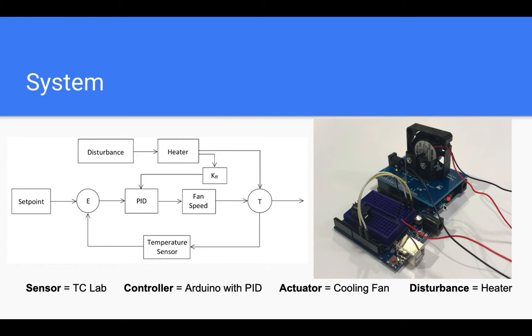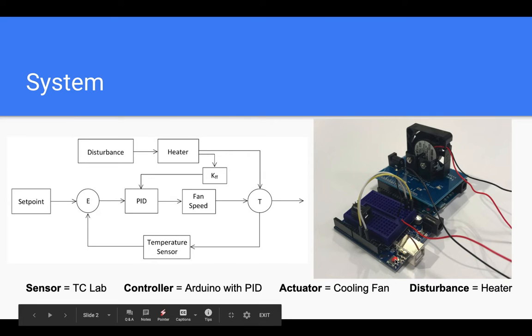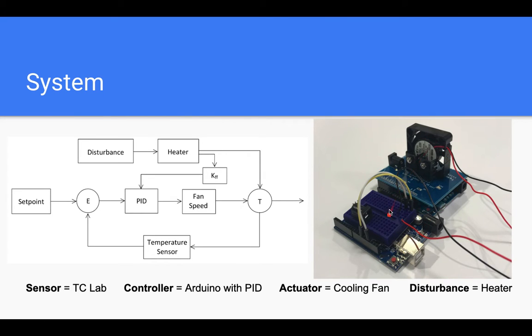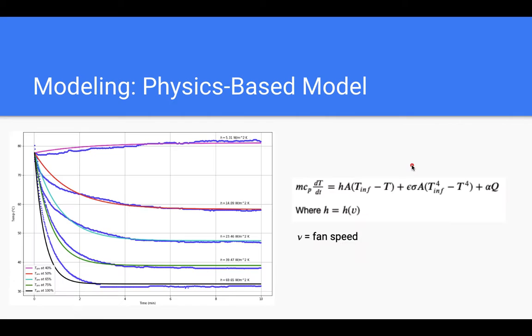Now over here is a picture of our actual system. Here you can see we are using two Arduinos. One of the Arduinos is connected to this fan using this breadboard, and it's being used to cool our TC lab right here. And here's where the temperature sensor and the heater are.